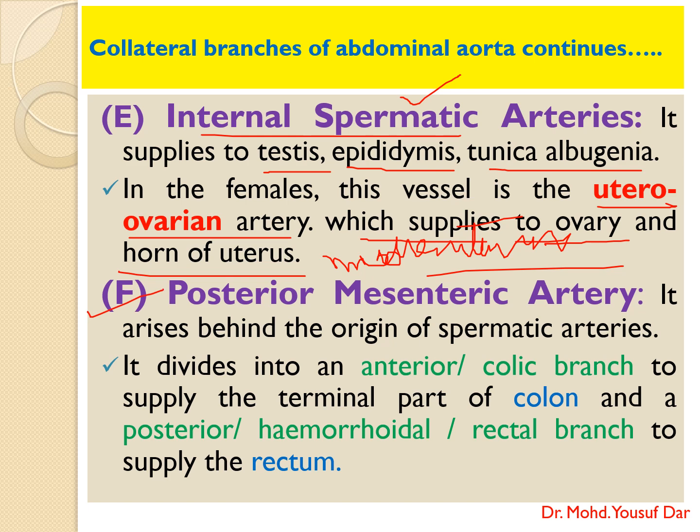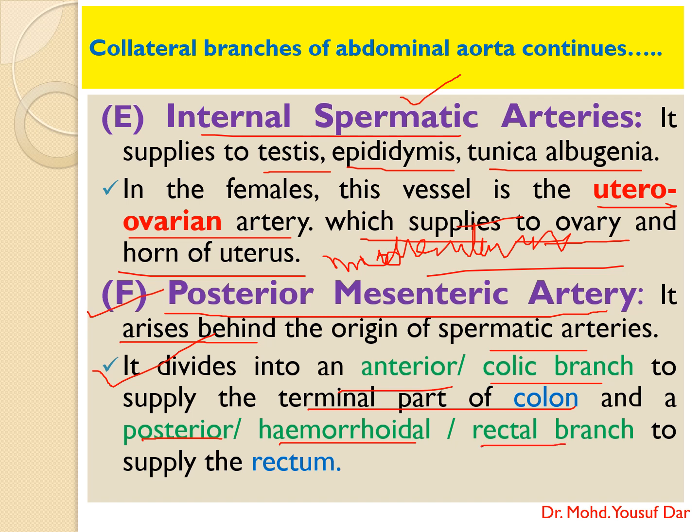The next collateral branch of the abdominal aorta is the posterior mesenteric artery. The posterior mesenteric artery is a visceral artery. It is again unpaired. It arises from the ventral face of the abdominal aorta behind the origin of the spermatic arteries. The posterior mesenteric artery is divided into two branches. One is the colic branch, also known as the anterior branch. It is a short branch among the two and it supplies the terminal part of the colon. The other branch is known as the posterior branch, hemorrhoidal branch or rectal branch, which supplies the rectum.